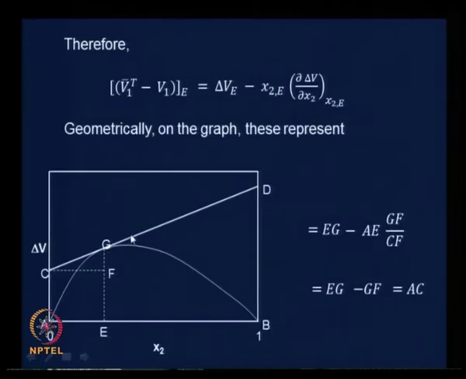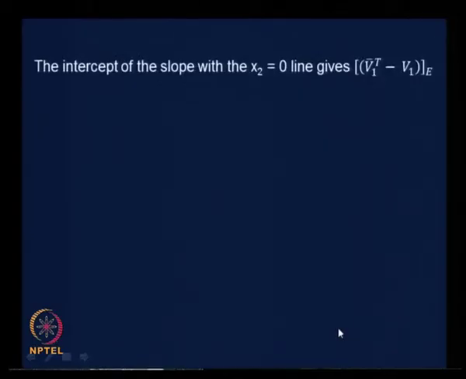by CF, which is essentially the slope of the tangent to the curve at the point G, given by dou delta V by dou x2 at the point E. So this is the slope, and we all know that AE equals CF, therefore these two can be cancelled. Therefore it becomes EG, which is this length, minus GF, which is this length, which is actually FE, the same length as CA, which is the intercept on the y axis of the tangent at the point G. Therefore that was the way to find out the partial molar volume V1t hash.